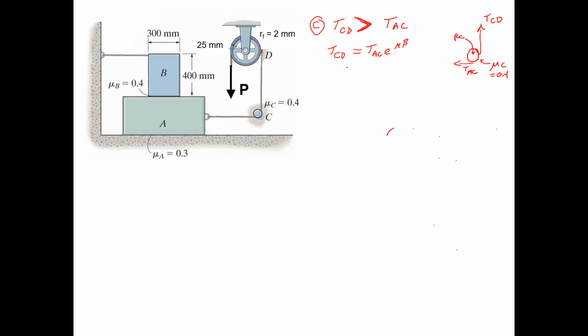So TCD is going to equal TAC, which is 58 newtons. What's mu? 0.4. And what's beta? Pi over 2, 90 degrees.